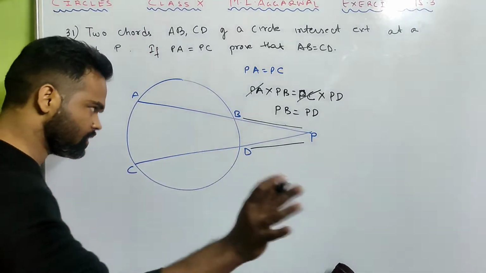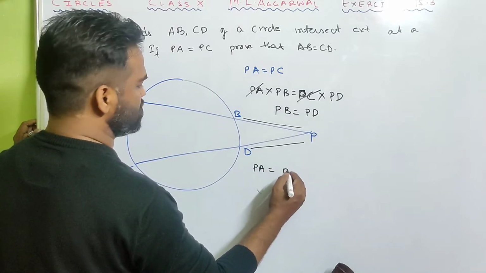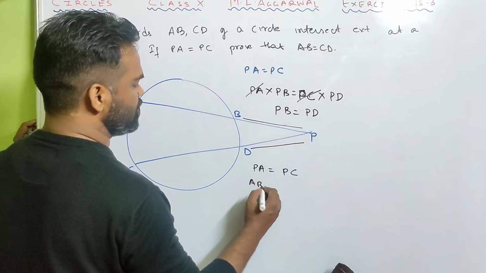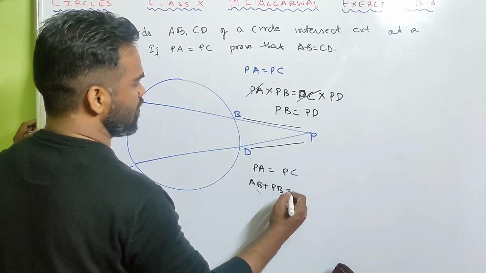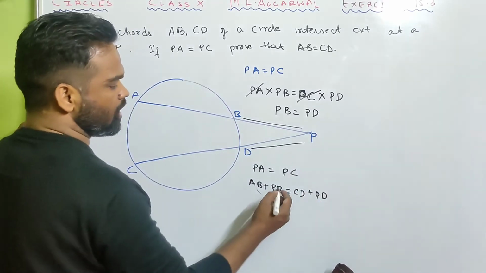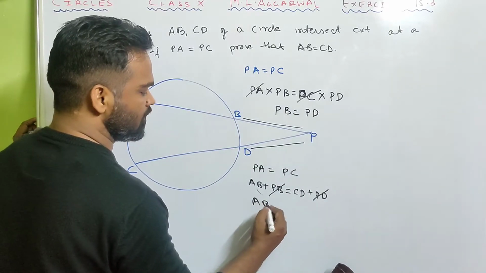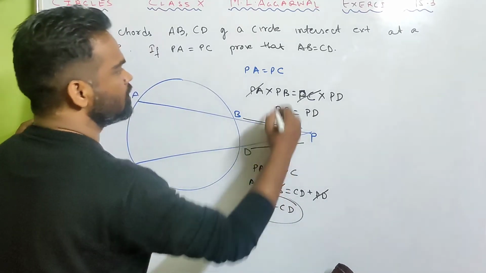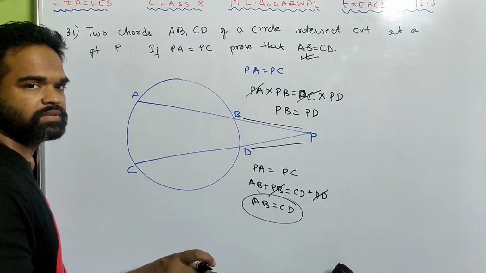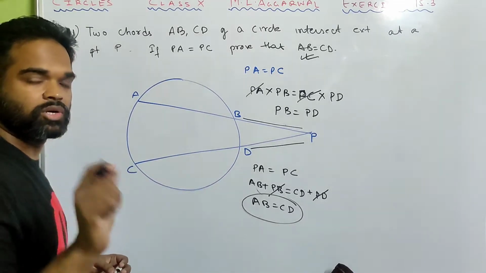Yes or no? Now look carefully. PA equals to PC. Given PA, can I write AB plus PB? And PC, can I write CD plus PD? I can. PB equals to PD. So that cancels out. So what remains? AB equals to CD. This is what we were supposed to prove. Very easy. Okay? Sure. We'll do the next one, 32 now.